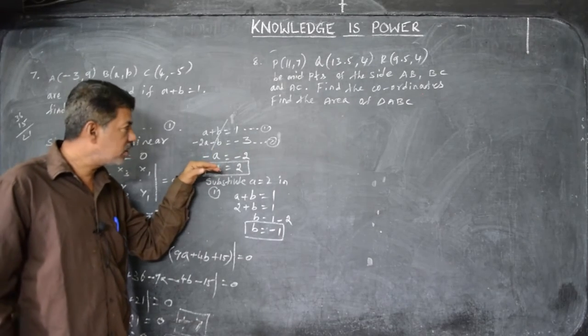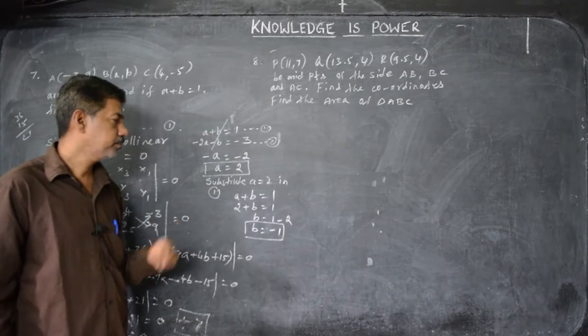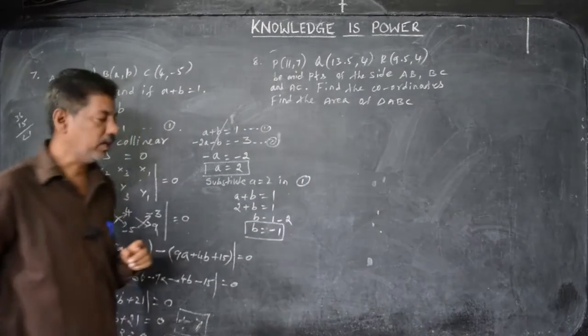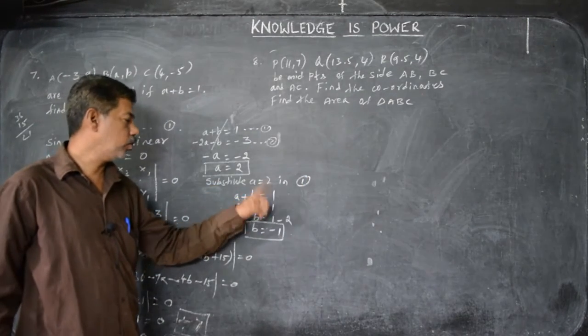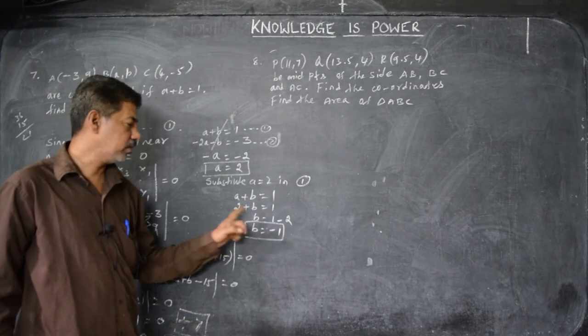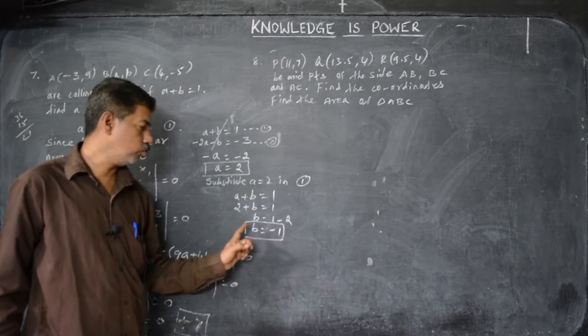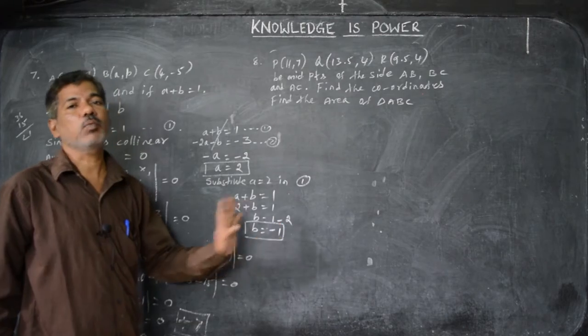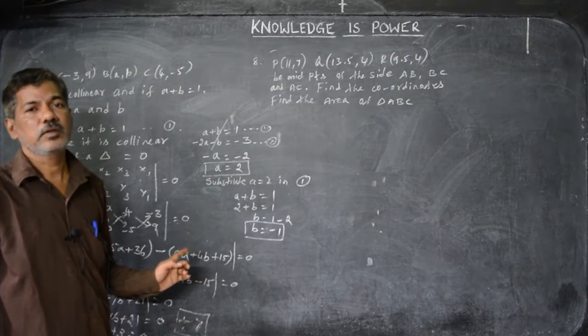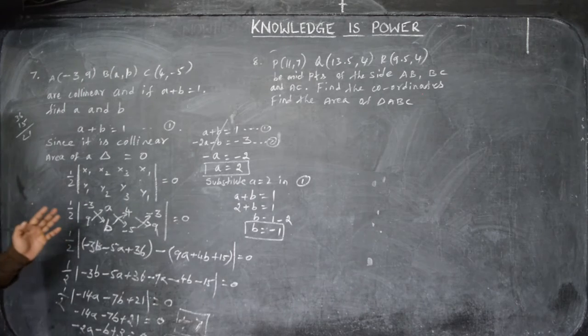Now substitute this in equation 1. In equation 1, a plus b equal to 1. In place of a I am substituting 2. So 2 plus b equal to 1. 2 will go to the opposite side, minus 2. So b equal to minus 1. Is it clear? Any doubt in this? So it is a very important question and easy to answer. Even if they ask it in 5 marks, it will be very very easy. Note it down.